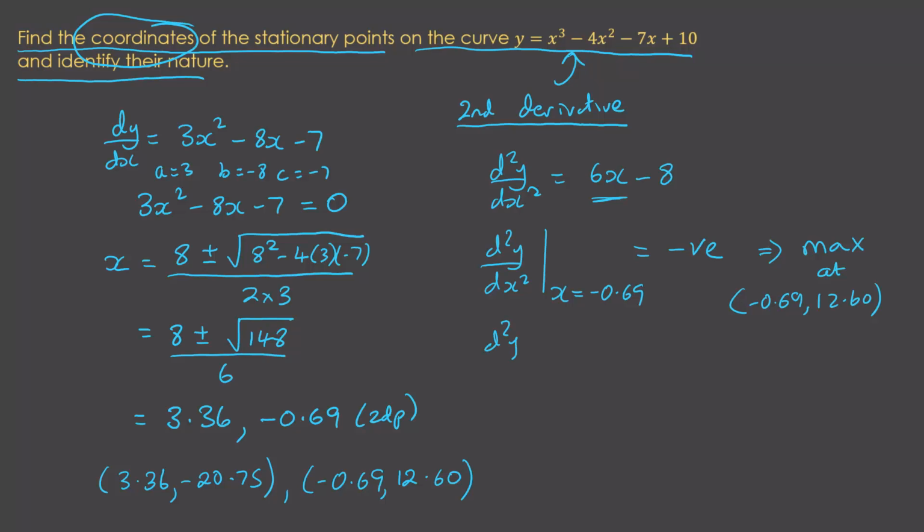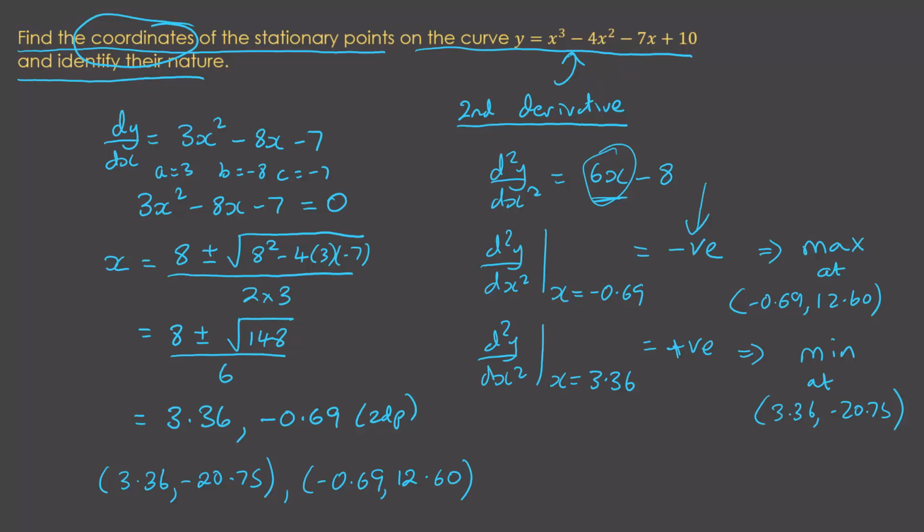And d2y/dx squared, given that x is 3.36. So what's that going to be? Well, 3.36 is going to be more than 18 when we substitute into there, take away 8, so it's going to be positive. You don't actually need to know the values, notice. Just need to know the sign. And that means that that would be a minimum at 3.36, negative 20.75.